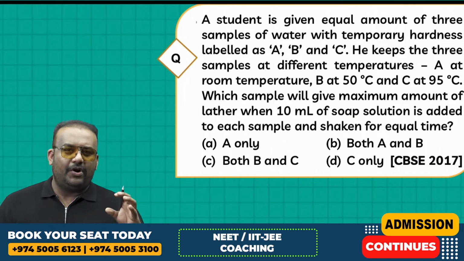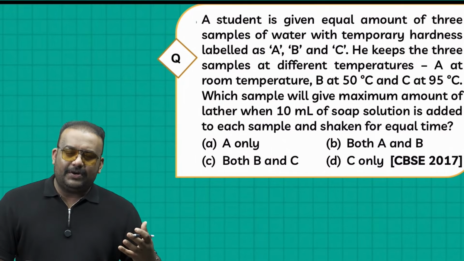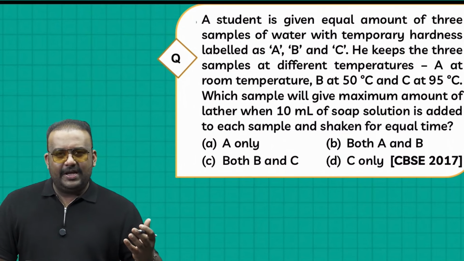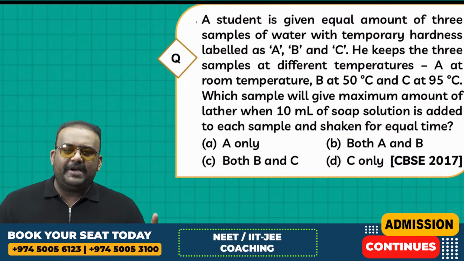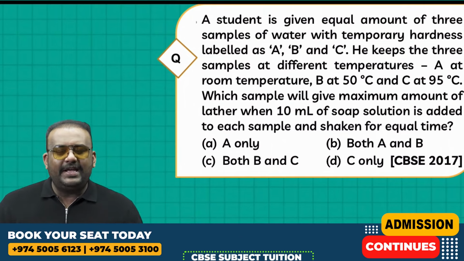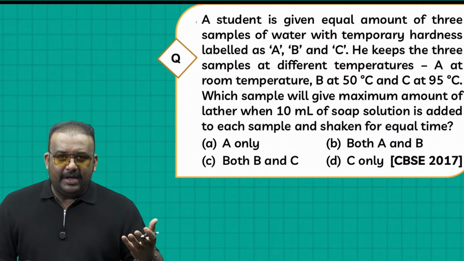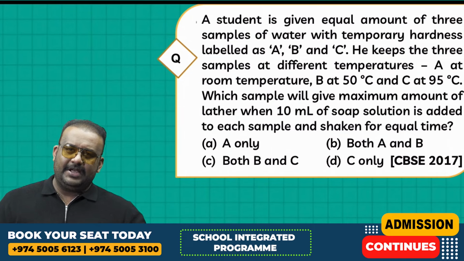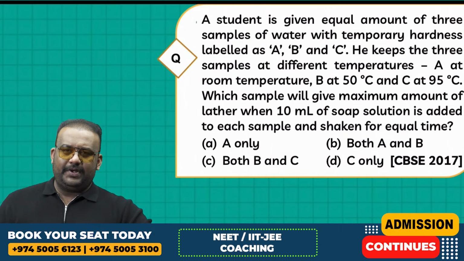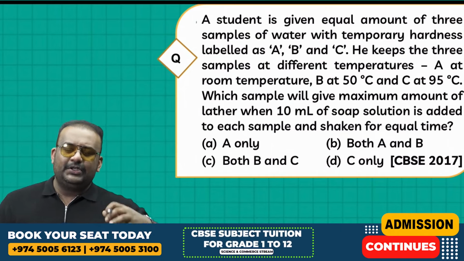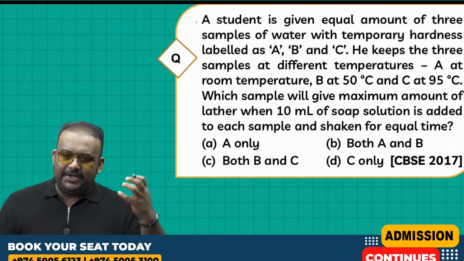Hardness in water, as I mentioned a few slides back, is caused by calcium and magnesium salts. One way to remove temporary hardness of water is by boiling it. So when you increase the temperature of water which has temporary hardness, that hardness is going to decrease. And you know that if these ions which cause hardness are removed, or if their concentration decreases, soap will perform better, right? Soap will form more lather. So that is the concept you have to apply here.